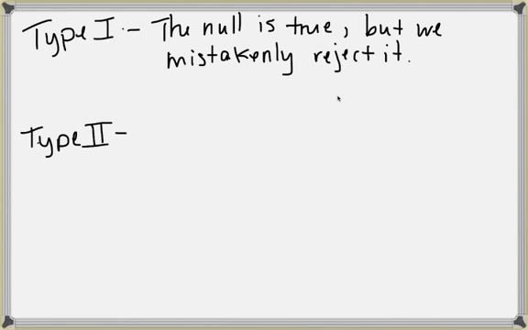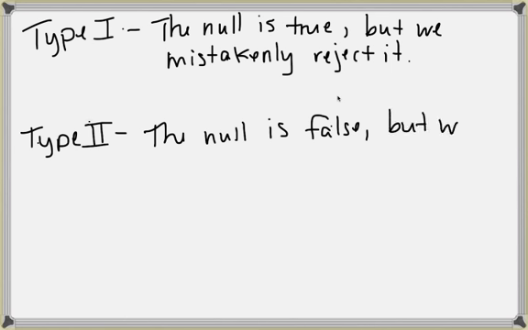Now, a type 2 error is kind of the reverse of this. In a type 2 error, the null is actually false, but we fail to reject it. So the null hypothesis was actually false, but we failed to reject it, thus, in a way, almost accepting that hypothesis.